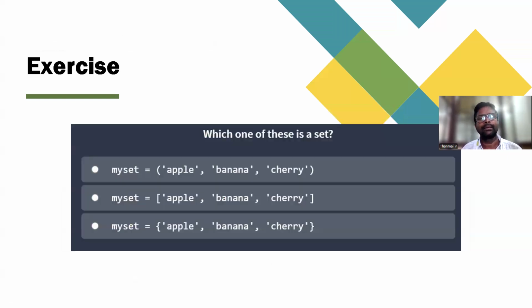And you can see this exercise. Which one of these is a set? Or which one of these is the representation of a set? You have three options. Which one is the right answer? We know that every set is initialized using curly brackets, and within the curly brackets you keep all the elements of the set, separated by commas. If that is the case, then the right answer is the third one: my set equal to apple, comma, banana, comma, cherry. So this is your set. Alright. Next.